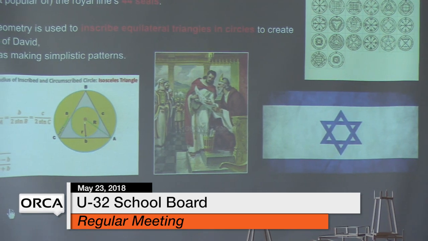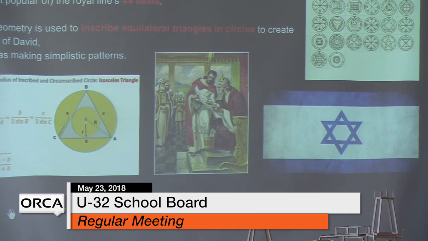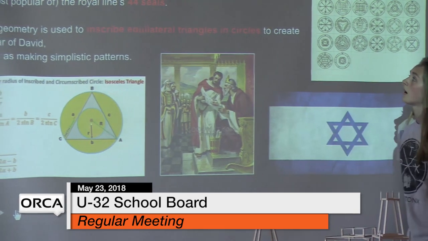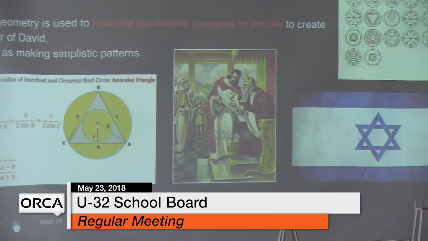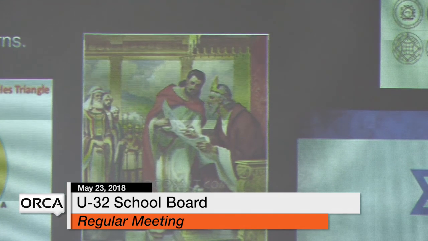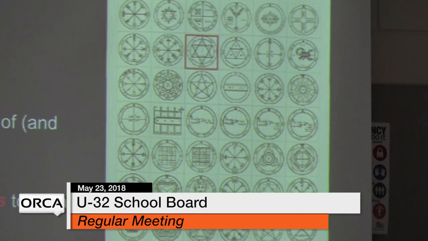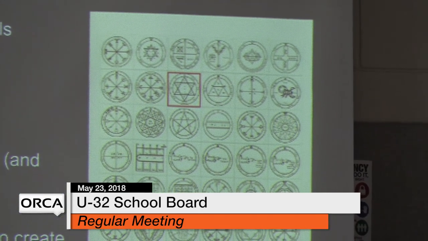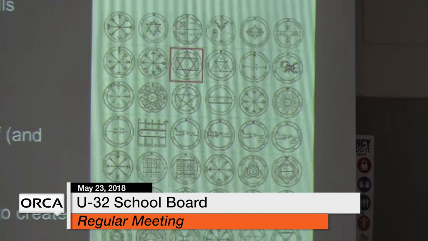The Star of David is also known as the Seal of Solomon. And so King David of Israel and his son Solomon, who are depicted here, used this symbol as one of the royal line's 44 seals. There are 44 seals of King David, and you can see that the Star of David is up there. And so basic geometry is used to inscribe equilateral triangles in circles to create the Star of David.